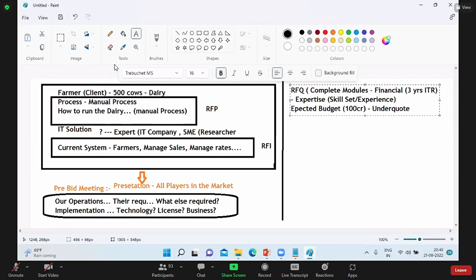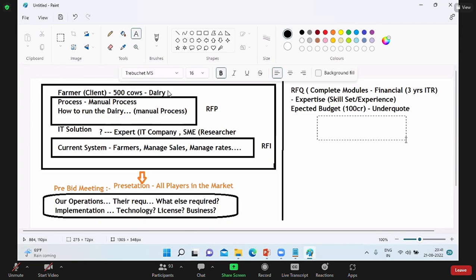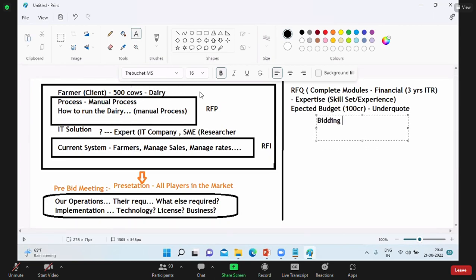Underquote means suppose someone has quoted 50 crore, but I know the volume of the project is such that 50 crore is not possible. If I give the project to him, can he finish the project? No, right? So there will be underquote projects also. They'll decide that, and it is not going to be disclosed to the competitor, I mean the player. They will record everything in the RFQ, expose to the market what is to be exposed, and then the bidding will take place.